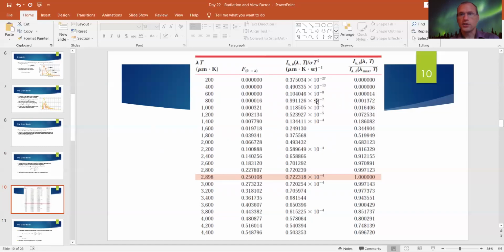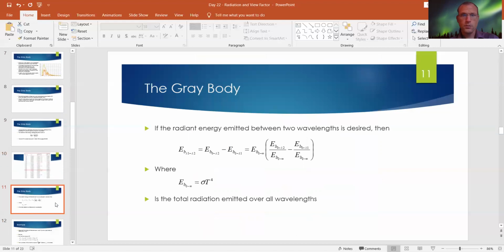These other columns just give you the intensities. This is the fraction versus the maximum. You can see that the maximum happens right at that 2898 value that we saw before. But again, this F0 to lambda column is really the only one we care about for this. So I just gave a brief example of how to find it between 0 and some value.